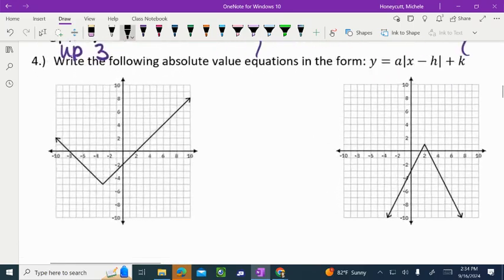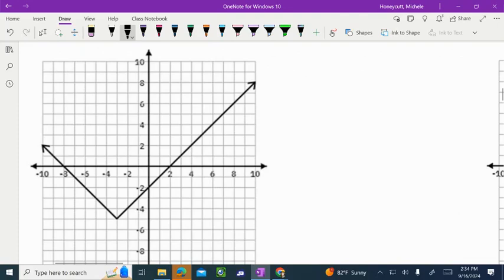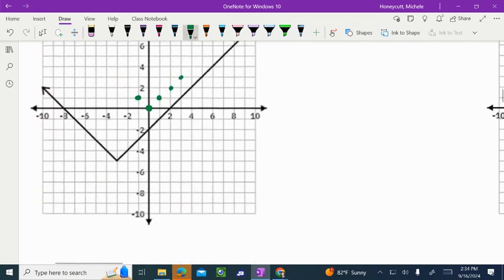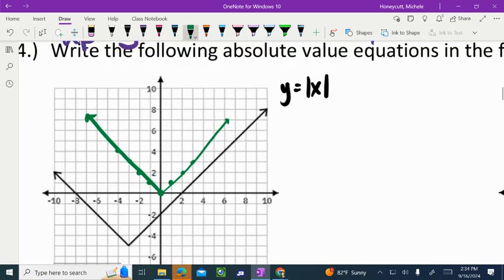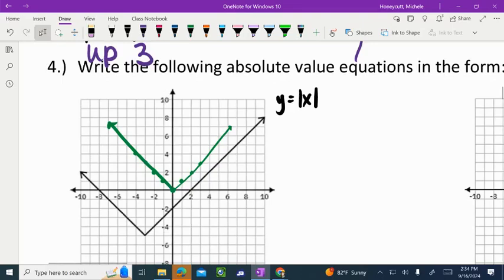It's a good idea to remember that the parent function for y equals the absolute value of x looks like a V with the origin, let me graph it in green actually, as the point of its vertex. And it's not shifted at all. It's got a point at 0, 0, 1, 1, 2, 2, 3, 3. Then it is symmetrical. So here is the parent function.